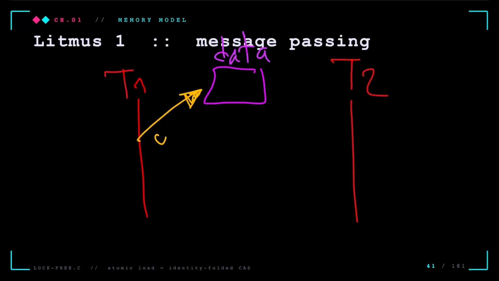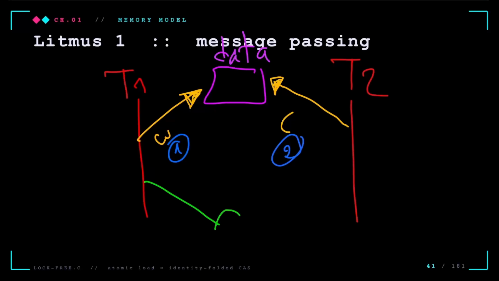So this would be a write operation. Another thread is going to read, so this is going to be a read operation. However, we want to make sure that the writer gets to write the data first before the reader gets to read it. And to do that, we're going to need a synchronization atomic. And so we're going to use an atomic.